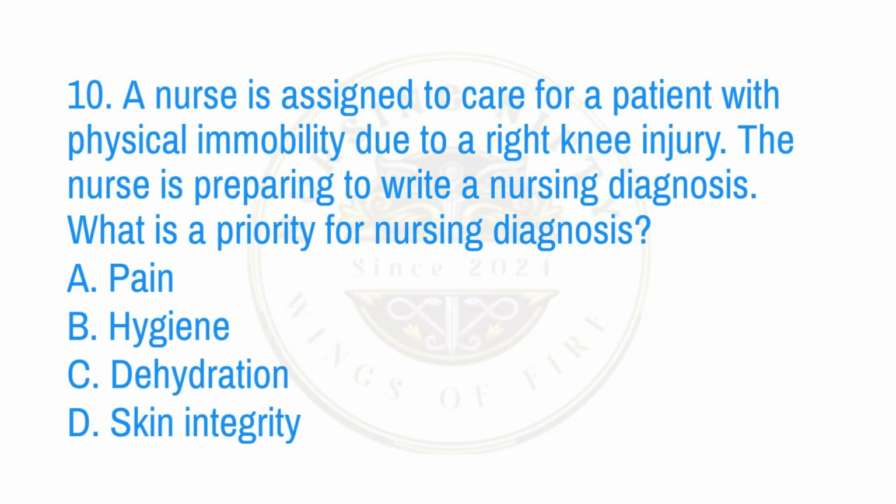Question number 10. A nurse is assigned to care for a patient with physical immobility due to a right knee injury. The nurse is preparing to write a nursing diagnosis. What is a priority for nursing diagnosis? Options: Option A. Pain, B. Hygiene, C. Dehydration, and D. Skin integrity. So here the right answer is option D. Skin integrity. Skin integrity is paramount in patients with immobility to prevent pressure ulcers, which can lead to serious complications.